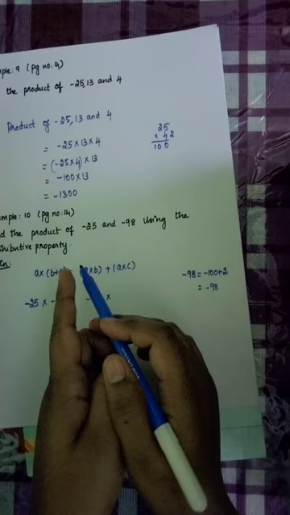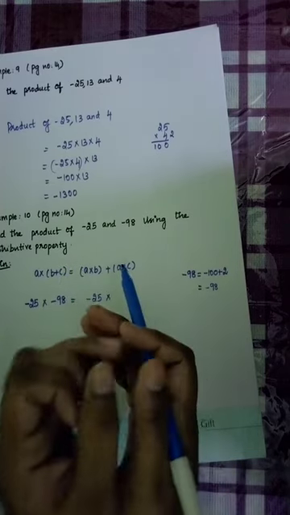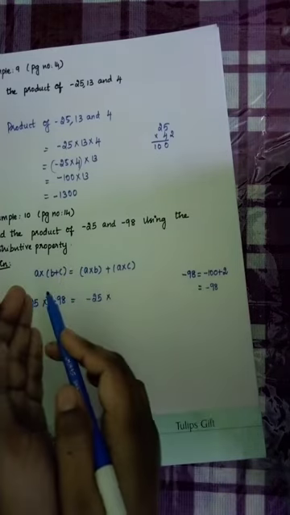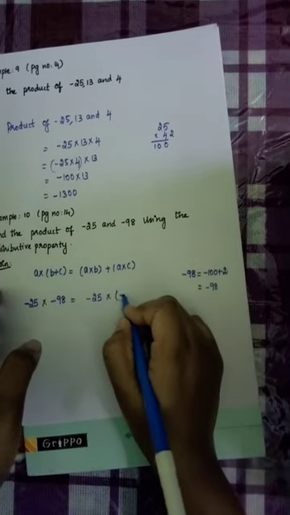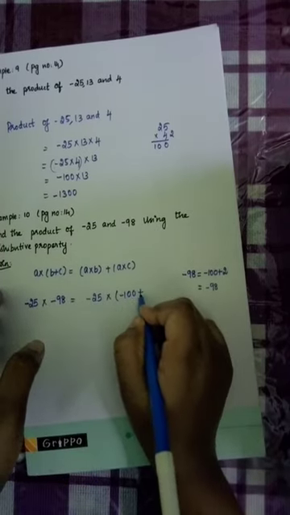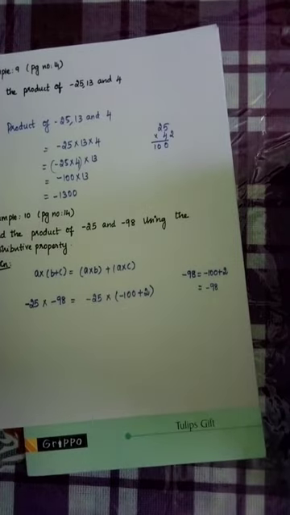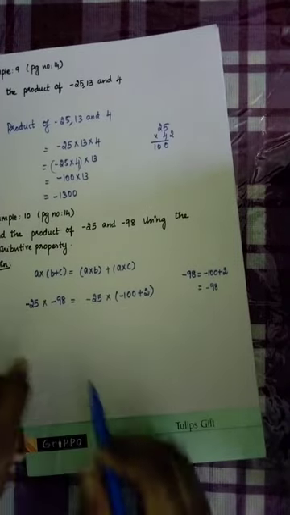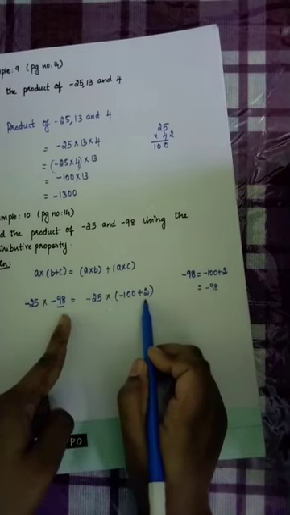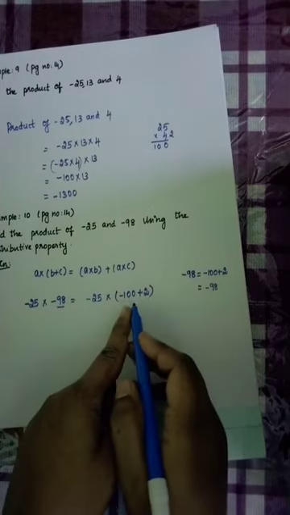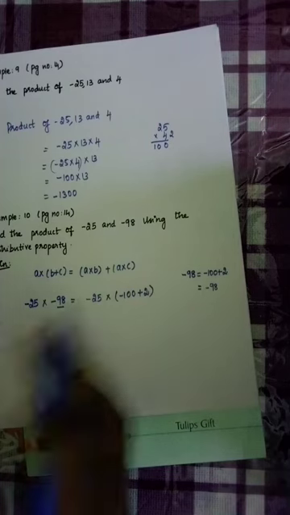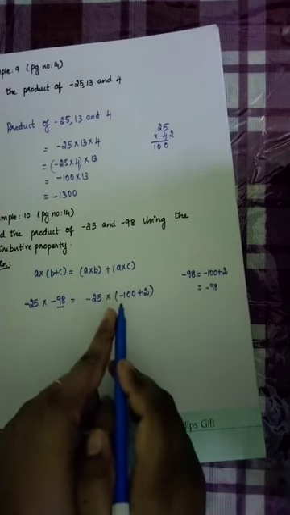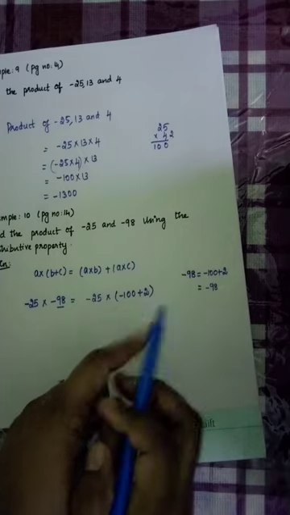Because they asked to find by using the distributive property, and for the distributive property we need three integers, I am changing this 98 as minus 100 plus 2. Understand? If we are adding these two numbers, we again get the same answer, so it will not change. So minus 25 into minus 100 plus 2.